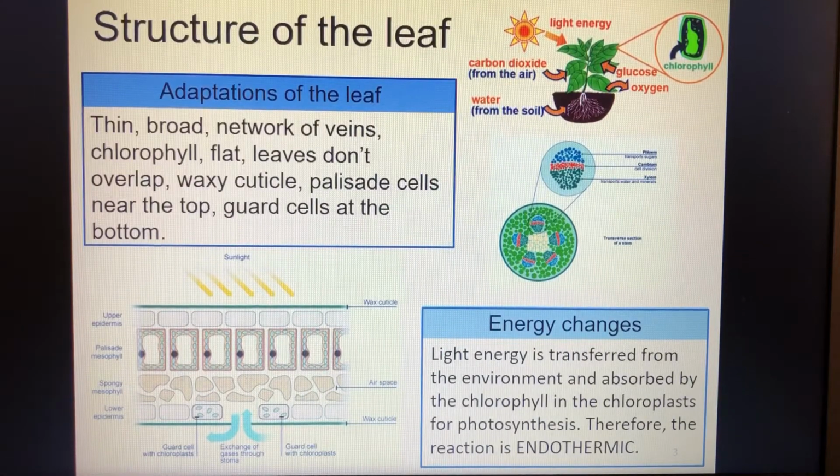So we said that light energy is absorbed by the chlorophyll. Because that light energy is needed for photosynthesis to occur, we refer to photosynthesis as an endothermic reaction.